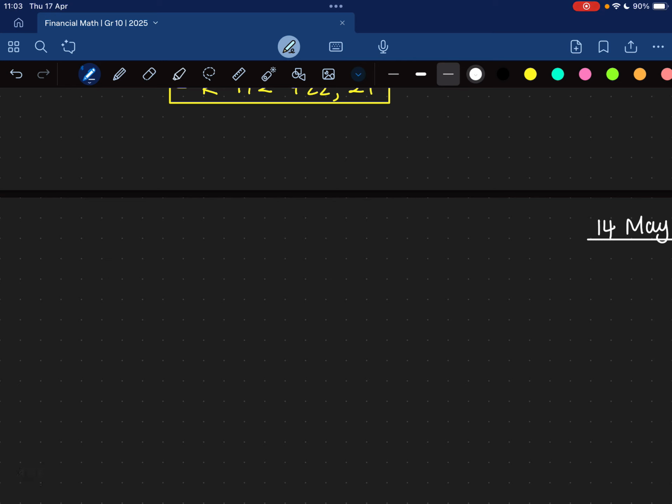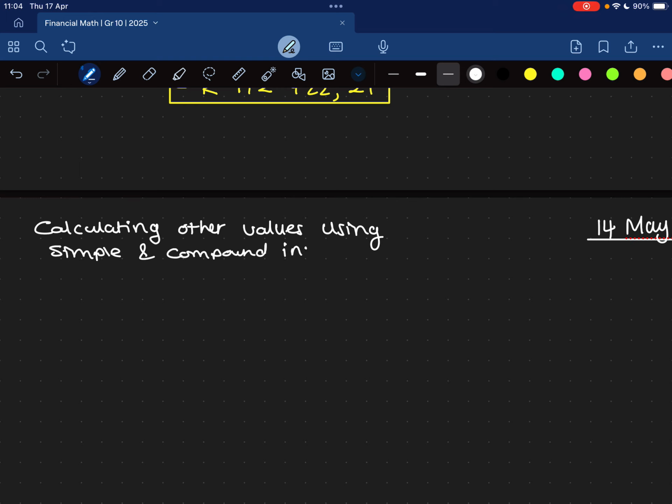So we can just say, calculating other values using simple and compound interest. Okay, it's a bit of a long heading, but essentially it would be part 2 of simple and compound interest. And now we're just going to look at calculating the P value, the i value, and the n value.